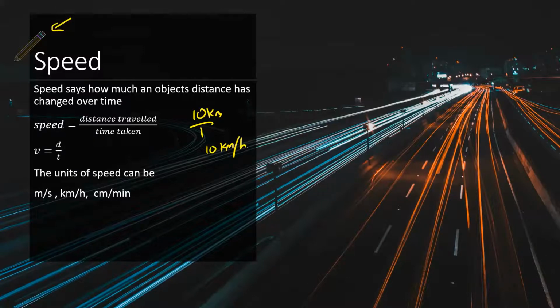Now, instead of writing distance traveled over time taken, we sometimes shorten it into this formula: V, which is speed, is equal to distance divided by time. You might ask, why have we chosen V instead of S? There's a reason for that, which we'll cover a little later on. At the moment, I'm just happy if you can accept that it's V because it's just V.